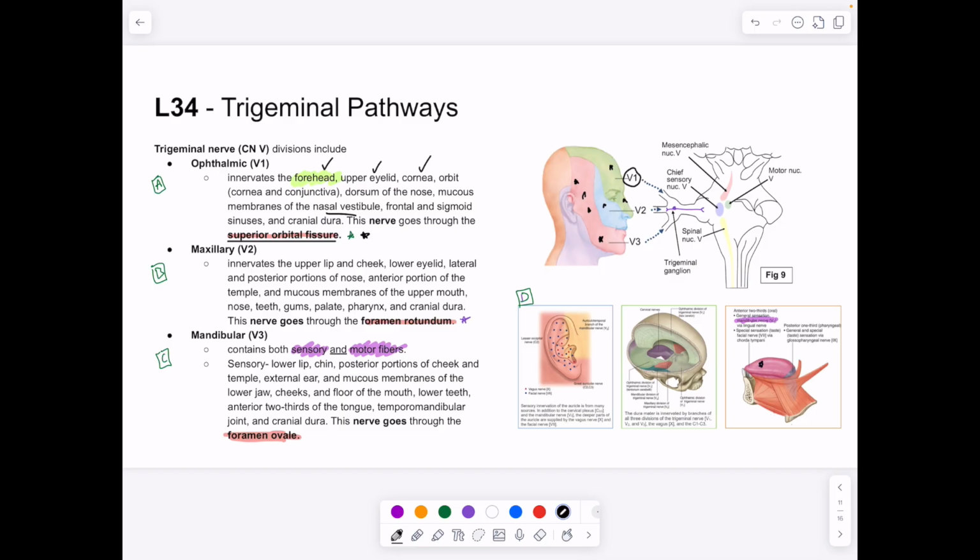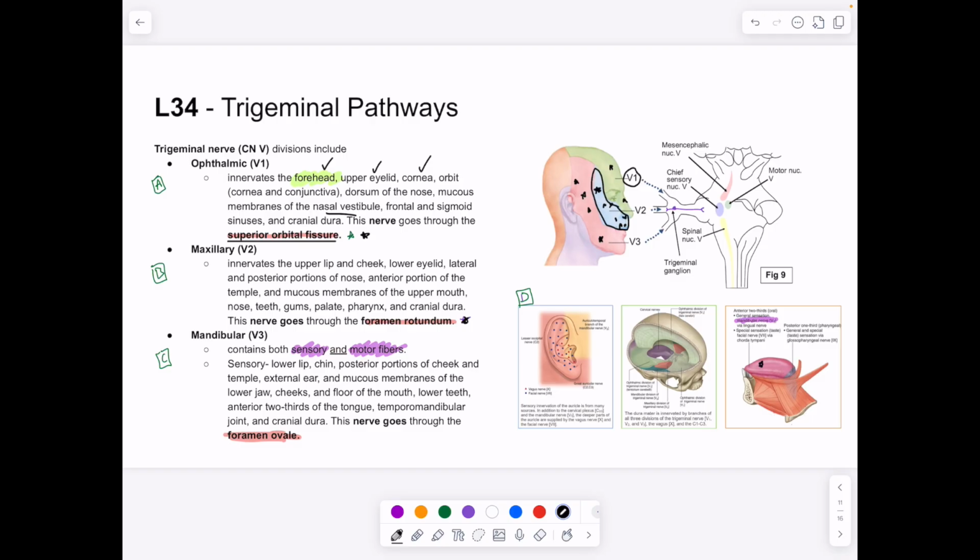Then we have maxillary, which is right here. This is maxillary right here, and this is going to be upper cheek, upper lip, lower eyelid, and lateral part of the nose, posterior part of the nose, part of the temple, and then mucous membranes of the upper mouth, right? And it goes to the foramen rotundum.